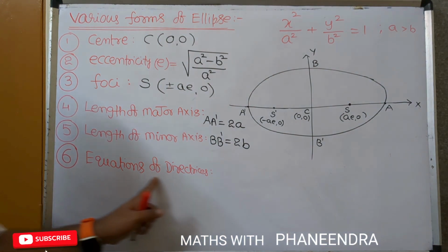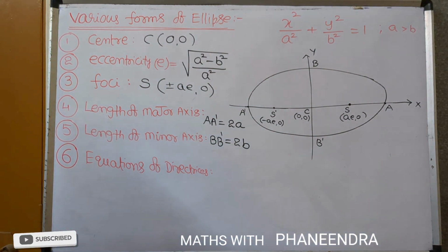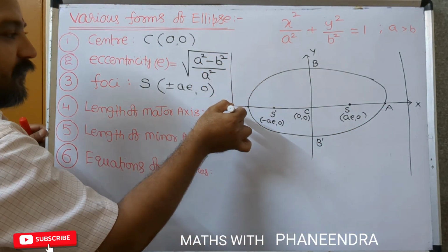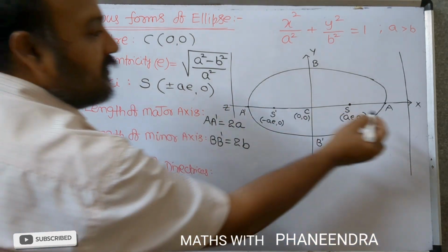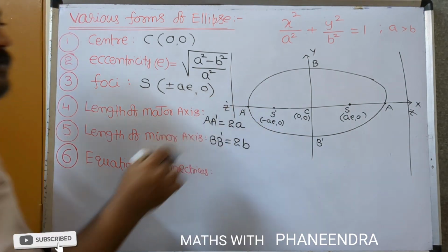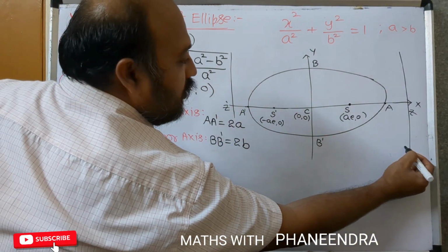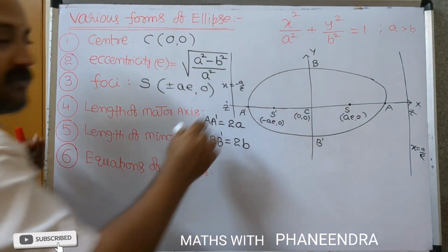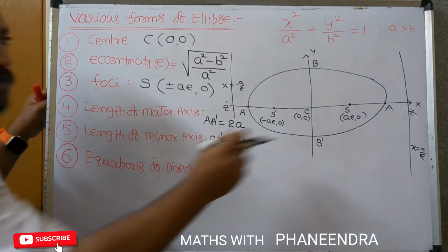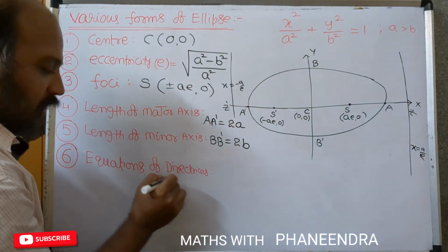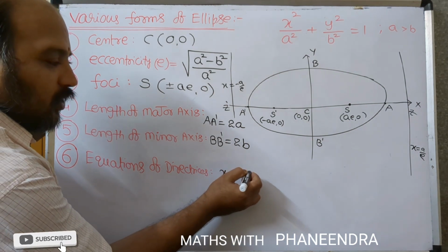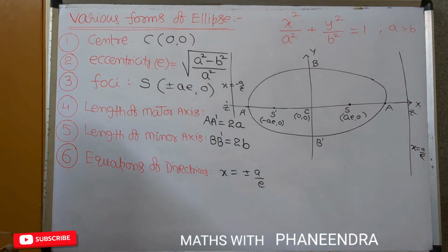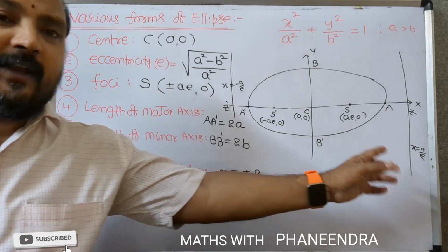Next, the equation of directrices. Which are the directrices? In the last figure we drew this Z, this Z dash. This line is x equals a by e, and this line is x equals minus a by e, dear students. They are parallel to the y-axis only. So the equations of the directrices are x equals plus or minus a by e.